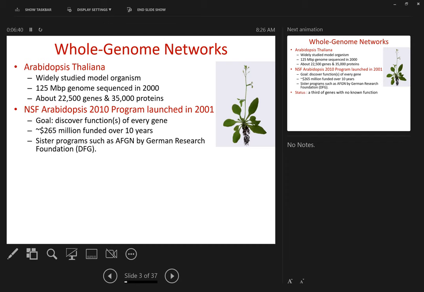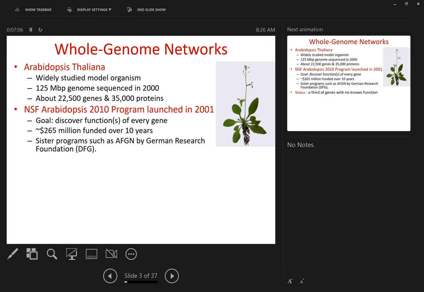So right after the genome was sequenced, the National Science Foundation launched an ambitious, decade-long program called Arabidopsis 2010. So they launched this in 2001, and the idea is that over the next 10 years, they're going to fund lots of researchers so that at the end of the program, we would know everything about every gene in this organism, just catalog the whole thing, understand the whole organism, and file it away. So that was the goal.